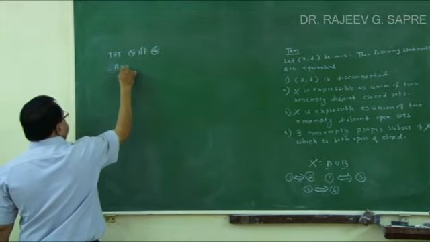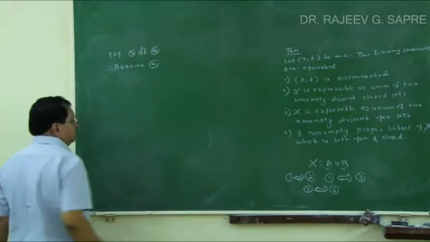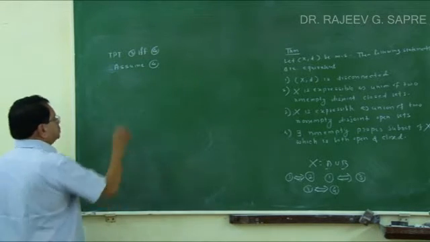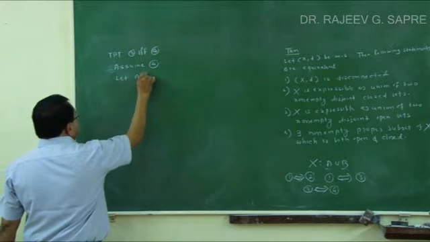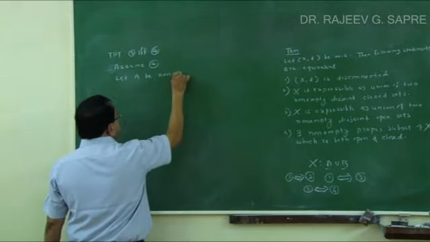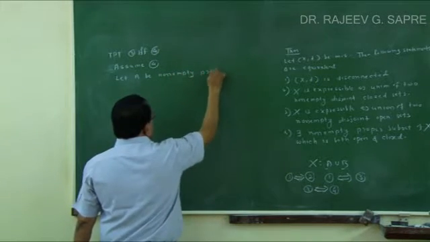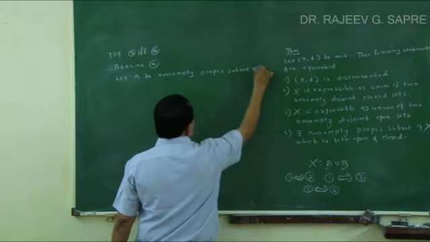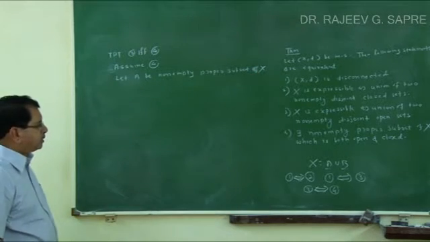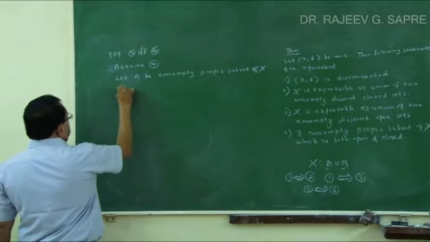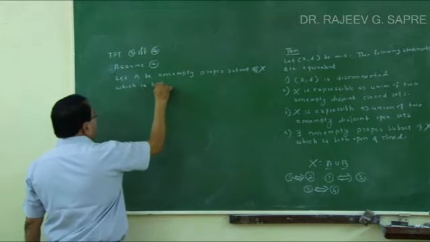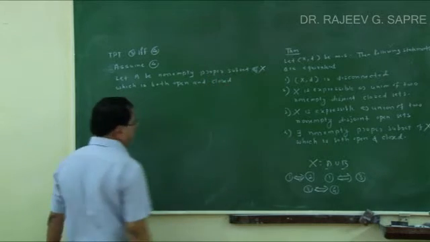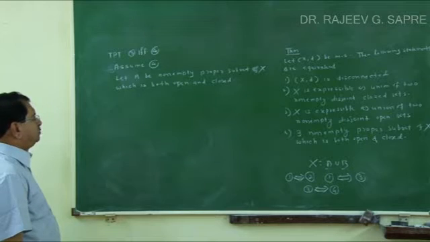So assume 4. Now when you assume 4, what does it mean? There exists a non-empty proper subset. So let A be a non-empty proper subset of X, which is both open and closed.